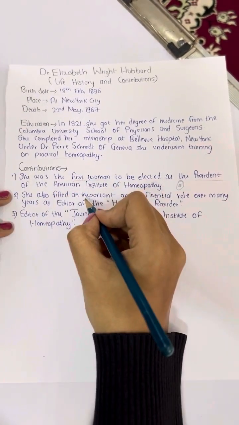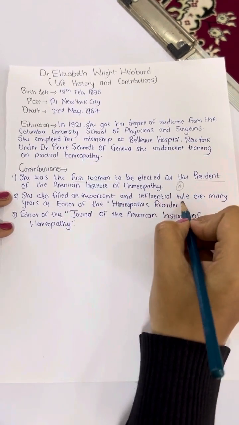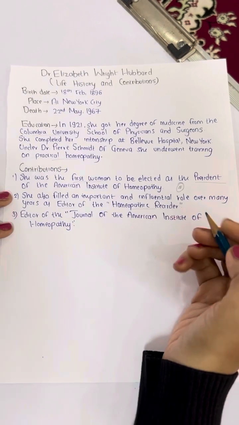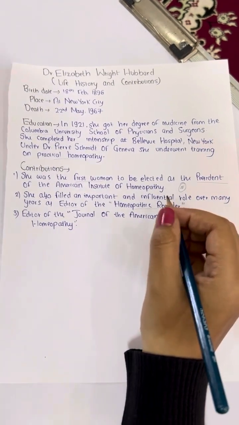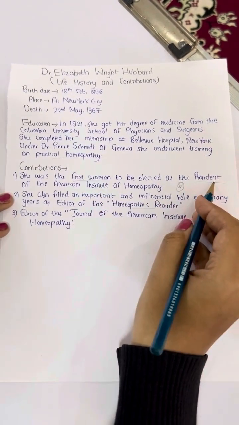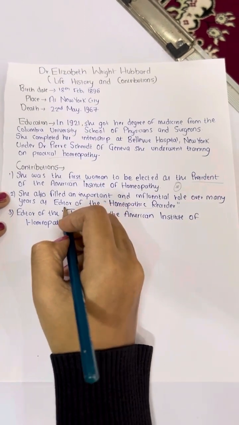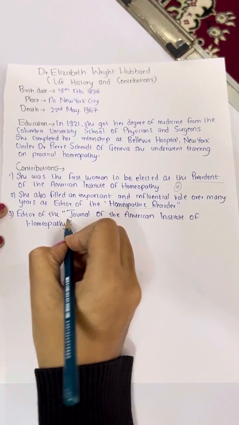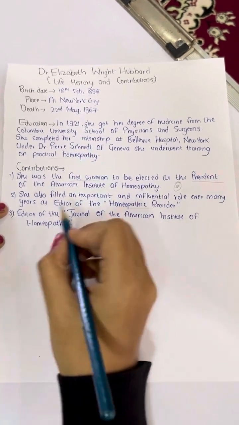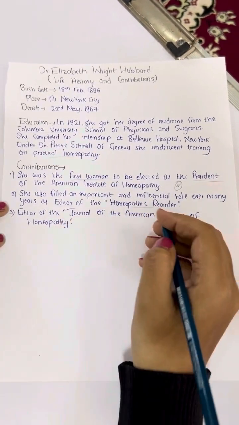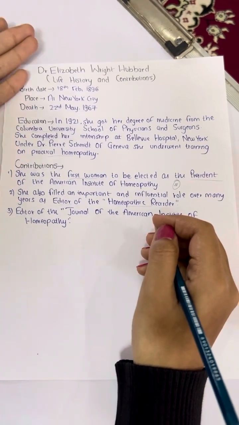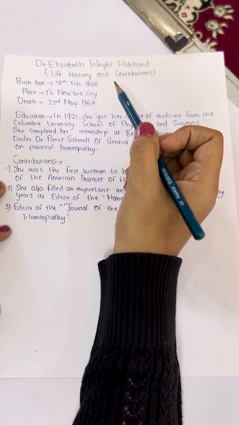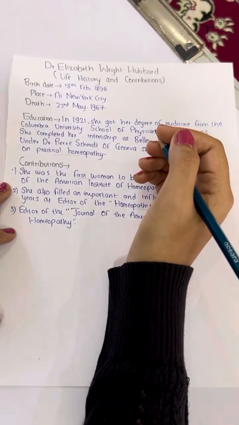She also filled an important and influential role over many years as editor of the Homeopathic Recorder. So apart from being the first woman president, she was also the editor of the Homeopathic Recorder, the journal of the American Institute of Homeopathy. So this was all about the life history and contributions of Dr. Elizabeth Wright Hubbard in a short and concise manner.